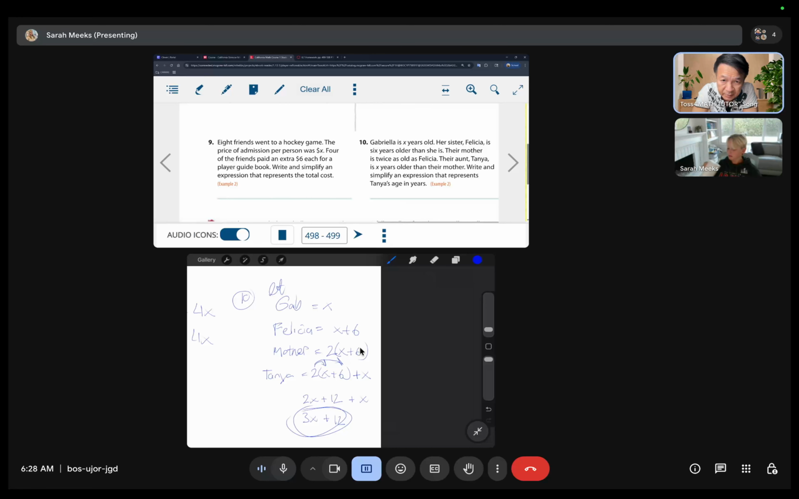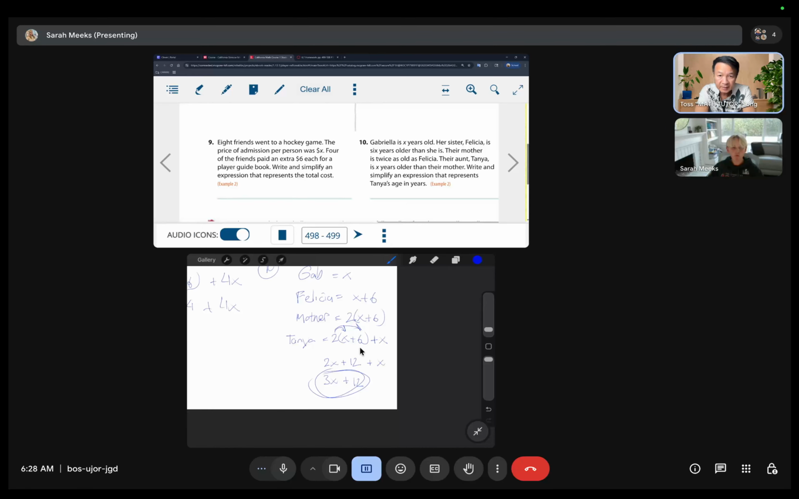Faisal is 6 years older than she is. Yep. Their mother is twice. Yep. And then Tanya is older than their mother. Yep. All of that. All right, looks good to me. I know it says in years, but you can put the word years in the back here if you want. But don't put the word years too close to 12. It might be just for 12 only.